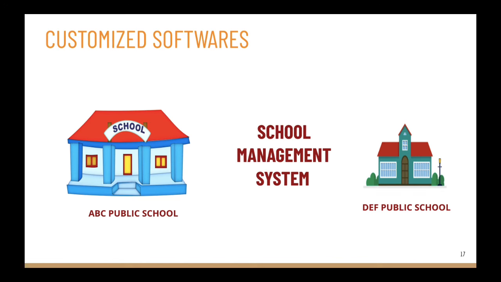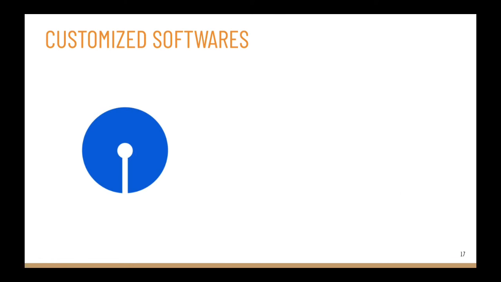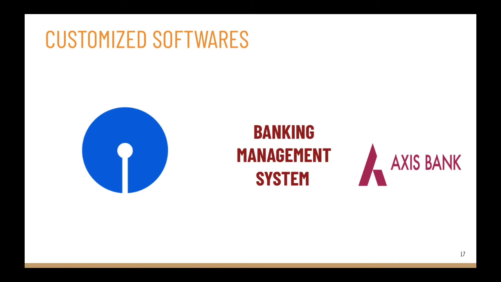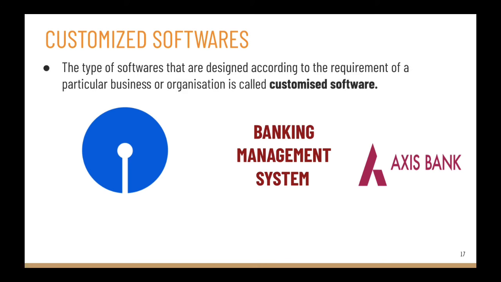Therefore, customized softwares are required. Similarly, banks require a type of software known as banking management system. Here I have taken two banks as an example. One is State Bank of India, the other is Axis Bank. Now the software developed for State Bank of India cannot be used by Axis Bank, and the software developed for Axis Bank cannot be used by State Bank of India. Why? Because their working procedures will be different. Therefore, customization is required.